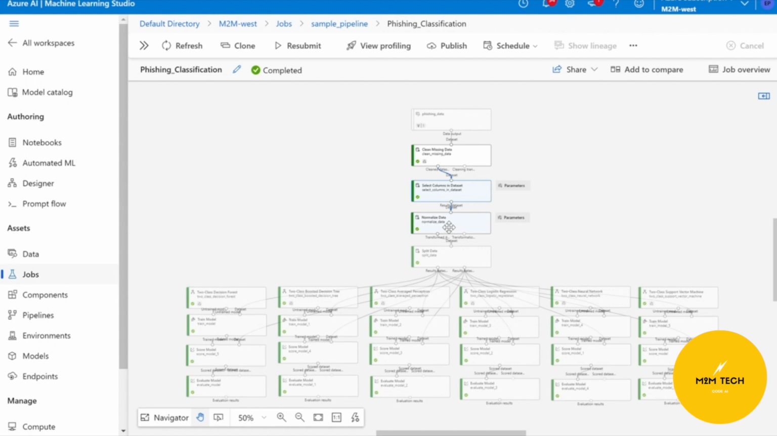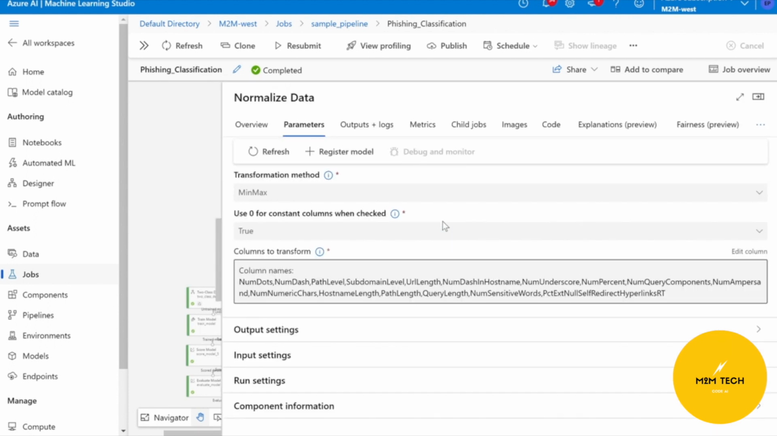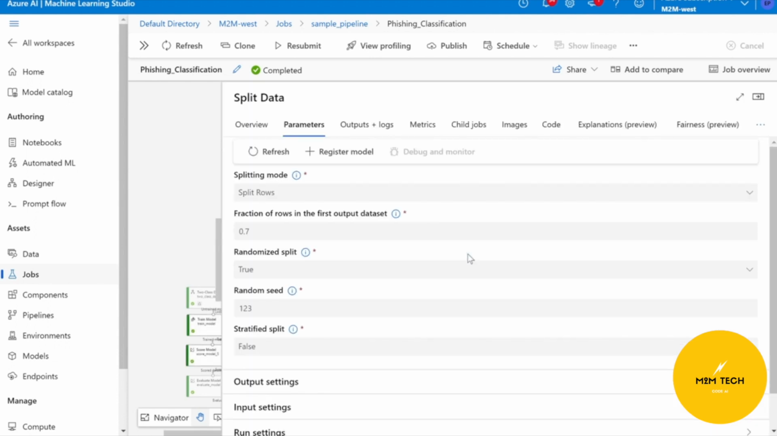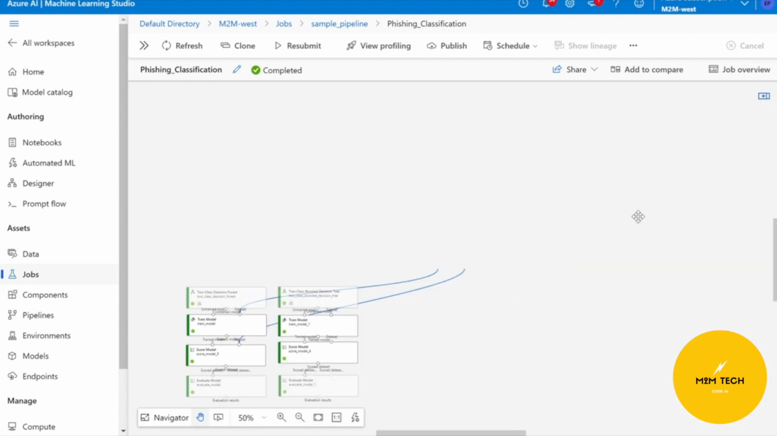After selecting the columns for my analysis, I've normalized my data using the min-max transformation, which puts my data set in a range of 0 to 1. After normalizing my data, I've split my data set to be 70% training and 30% test set.